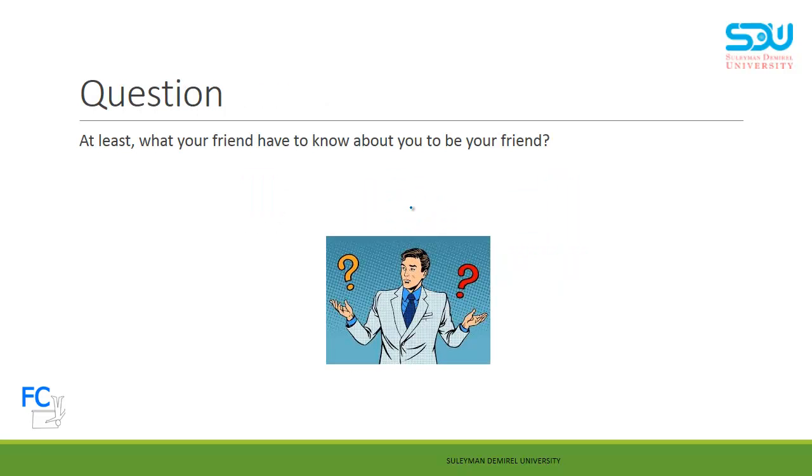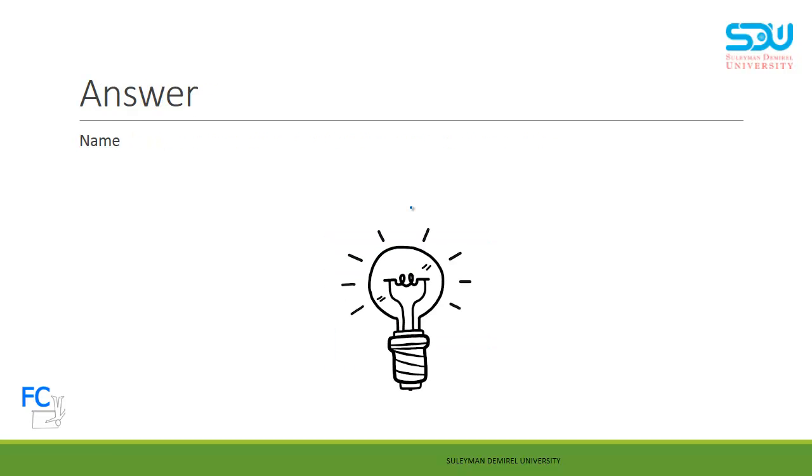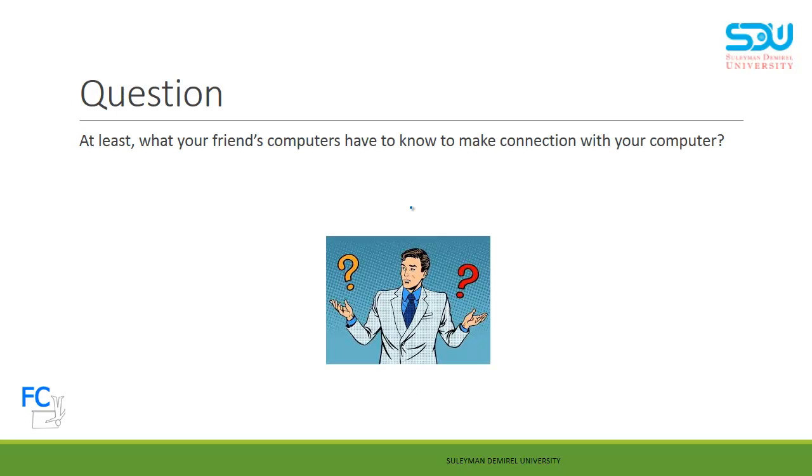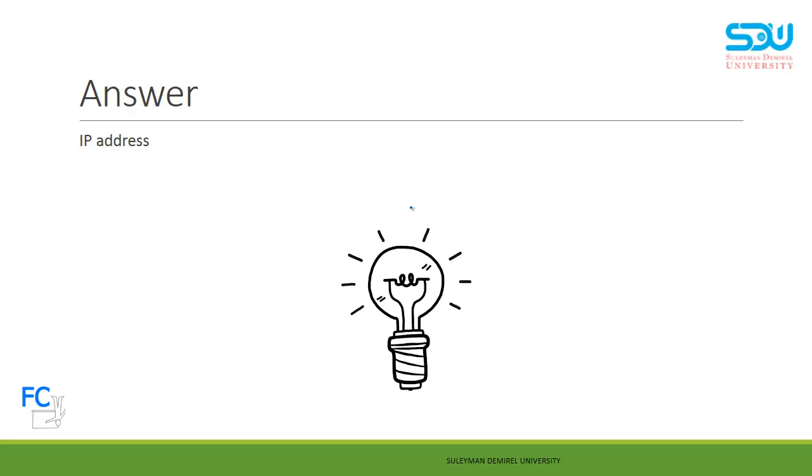Alright, let's take a look at a question. At least what does your friend have to know about you to be your friend? My answer is the name. Without a name, you are not able to be the friend of a person. And another question: at least what does your friend's computer have to know about your computer to make a connection with your computer? The answer is the IP address.